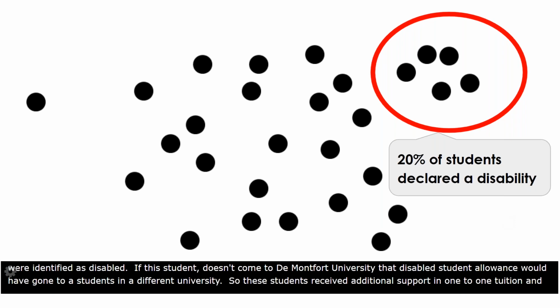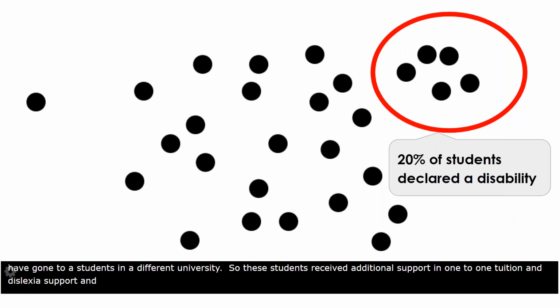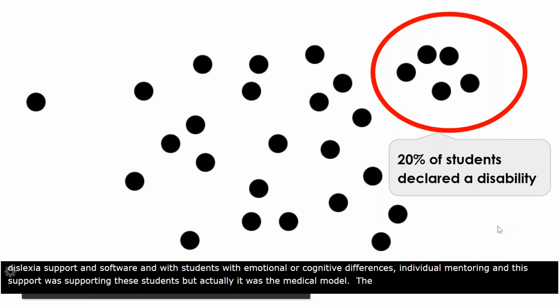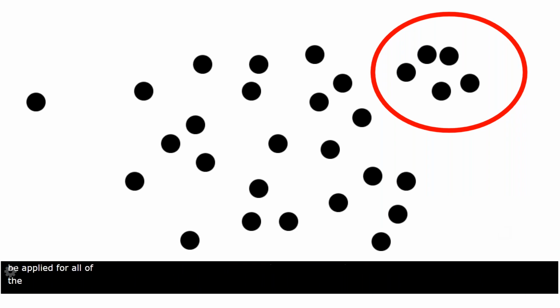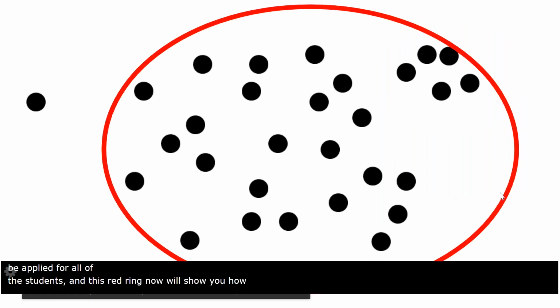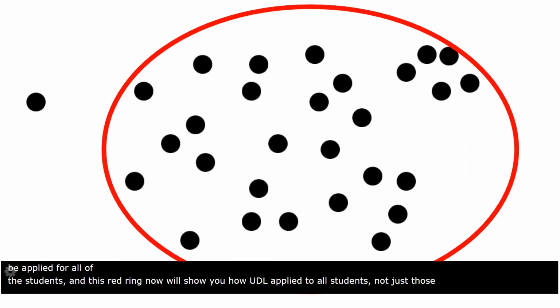for students with emotional or cognitive differences, individual mentoring. Now, it was obvious that this support was supporting these students, but actually it was the medical model. The more social model was when UDL could be applied to all of the students. So this red ring now shows you how UDL applies to all students, not just those in receipt of disability student allowance. UDL can help these students.